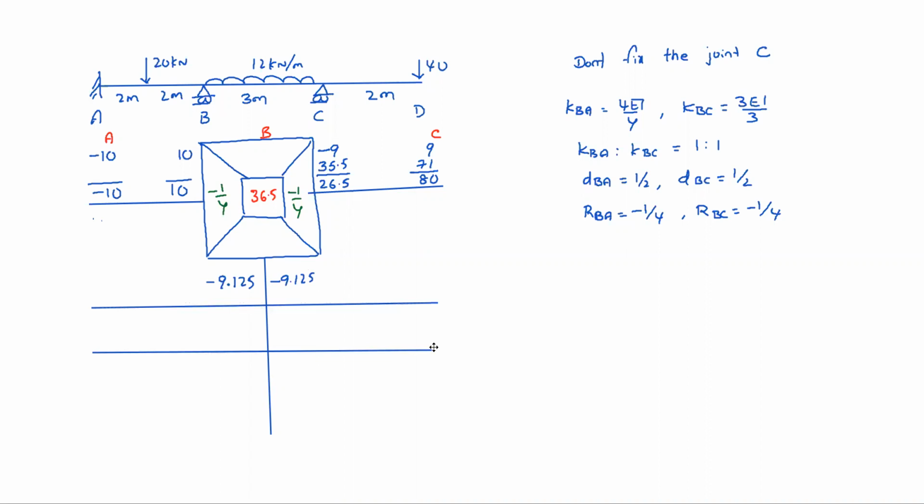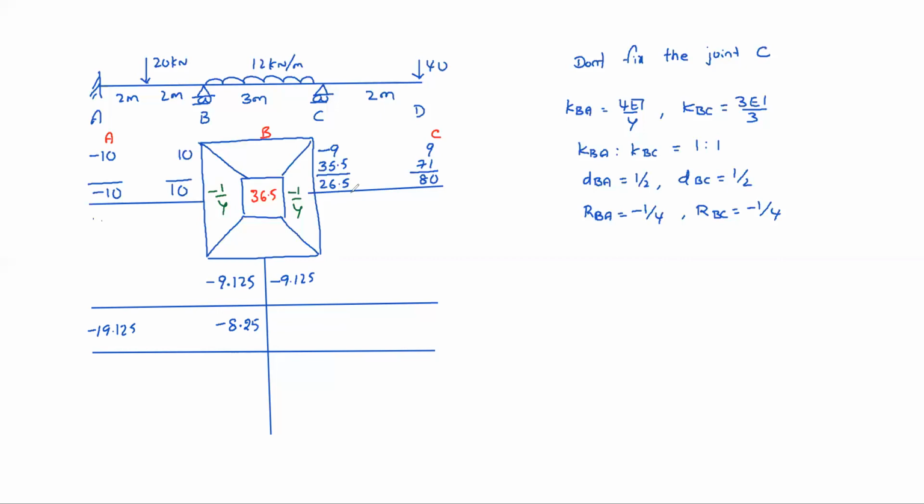Okay. Check it here. At A, minus 10 plus 2 times of 0 plus 1 time of minus 9.125. How much? Minus 19.125. Then here 10 plus 2 times of minus 9.125 plus 0. How much? Minus 8.25.